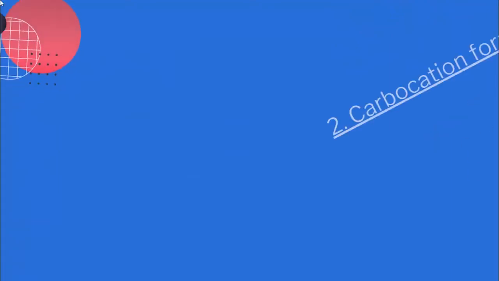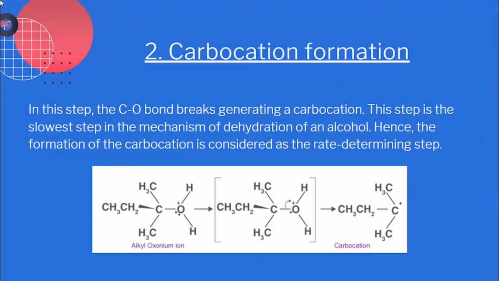The second step is carbocation formation. In this step, the C-O bond breaks, generating a carbocation. This step is the slowest step in the mechanism of dehydration of an alcohol. Hence, the formation of the carbocation is considered the rate-determining step.